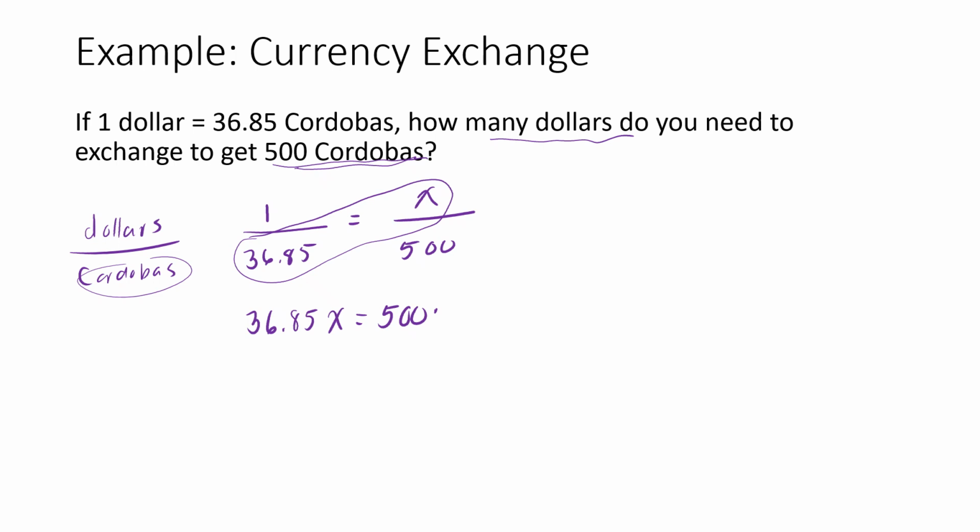So I'm going to go ahead and erase that. There we go. And then we'll divide both sides by 36.85. And that will give us 500 divided by 36.85, $13.57.